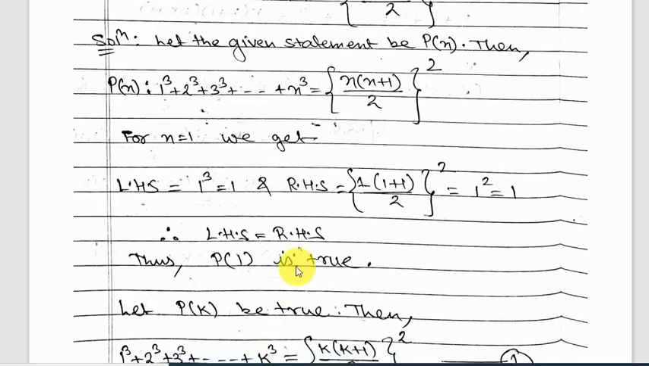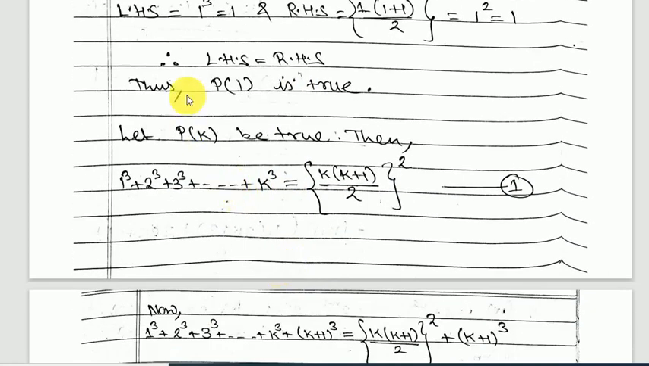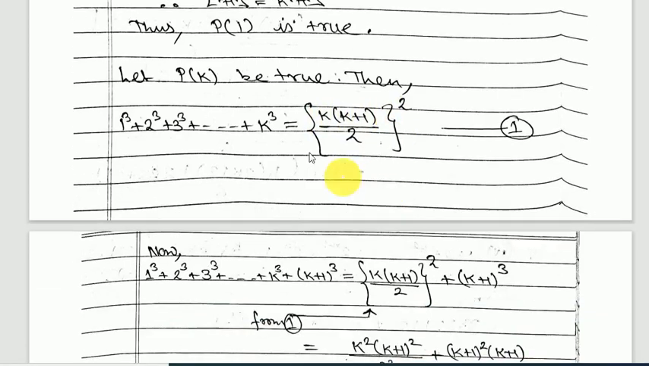Now next what we'll do is we will assume that the statement is true for n equal to k. So this is how we'll write it: let Pk be true. Then if I say Pk is true, that means I'm saying that 1 cube plus 2 cube plus 3 cube plus dash dash dash plus k cube is equal to, in the bracket, k into k plus 1 upon 2, whole square. So what we'll do next is we will copy whatever we have on the left hand side. I have forgotten to put the bracket. Anyway, you will put it.